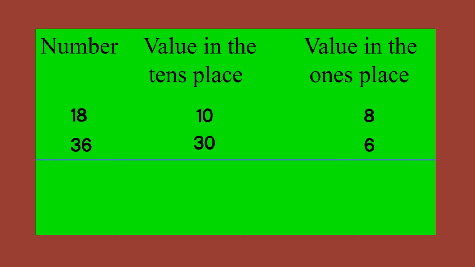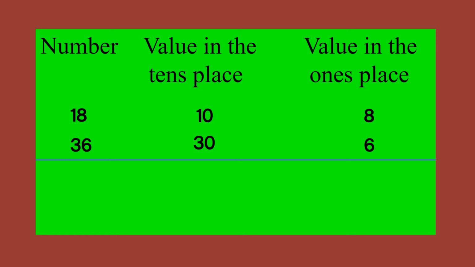Now we'll discuss the same example in another way. Here, I have separately mentioned the values in the tens place and values in the ones place of the two given numbers. So when I consider 18, the value in the tens place is 10, value in the ones place is 8. And when I consider 36, value in the tens place is 30, value in the ones place is 6. So under each and every place, I'm going to get the addition separately.